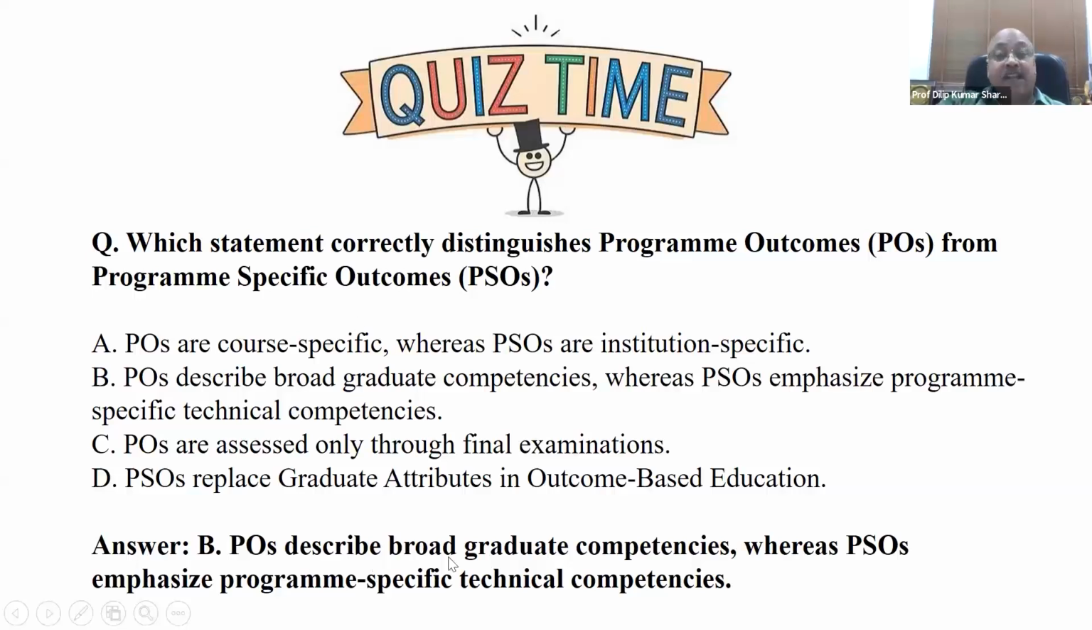Program outcome describes broad graduate competency, whereas program specific outcome emphasizes program-specific technical competency. Because graduate attributes are going to have all kinds of competency. They have the leadership skill, the communication skill, the project management and financial skill, the problem analysis skill, the engineering knowledge skill. So many things are there.